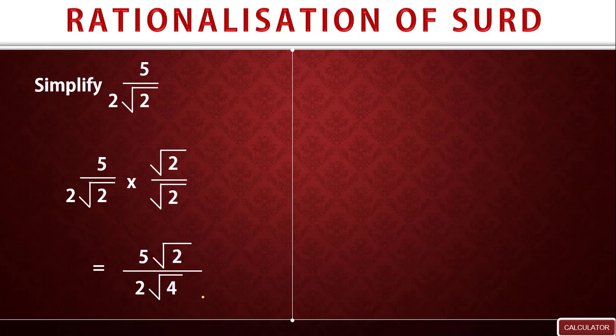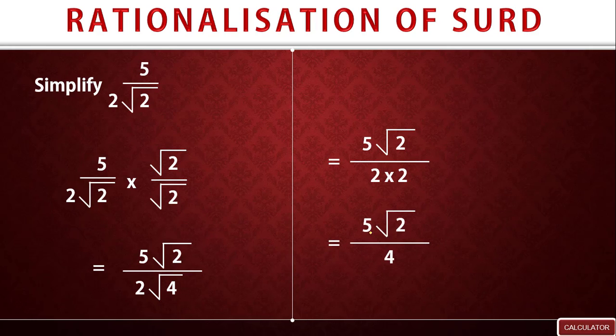Next, for this root 4, what's the square root of 4? That is 2. So at the denominator side, we have 2 times 2. So we have something like this, 5 root 2 all over 2 times 2. I hope you see that. So what's 2 times 2? That will give us 4. So our final answer will be 5 root 2 all over 4.